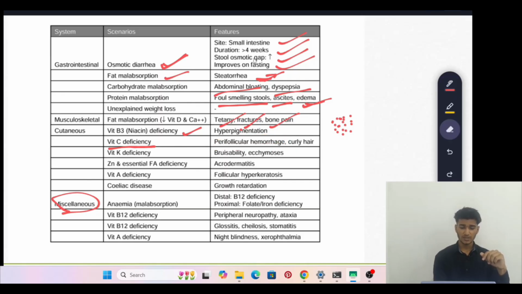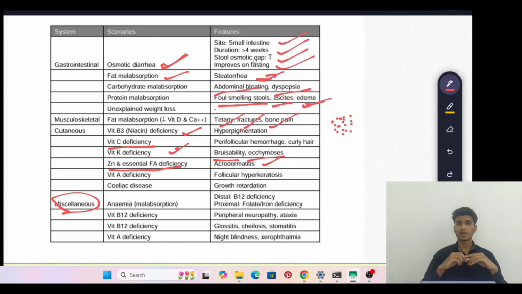If vitamin K is absent, which is majorly responsible for clotting, it will cause bruisability and ecchymosis. Bruisability means if someone hits you on the palm or on the cheek, you will find a red appearance there. That is the formation of a bruise, because the blood clots at that area. So that is bruisability.